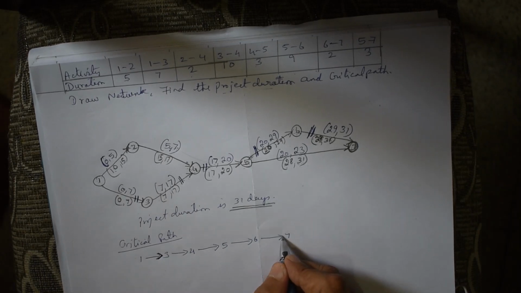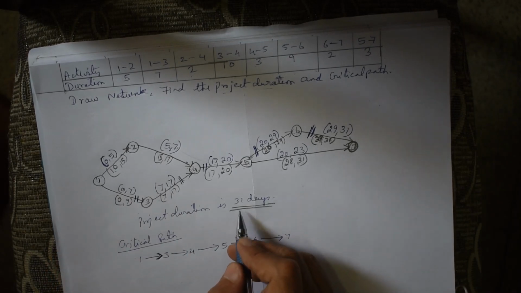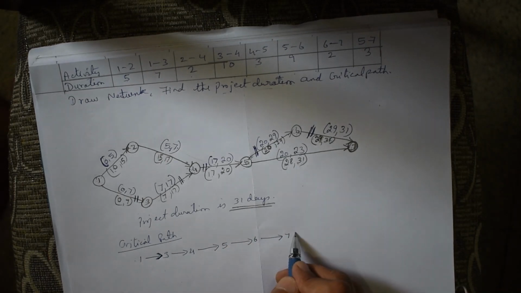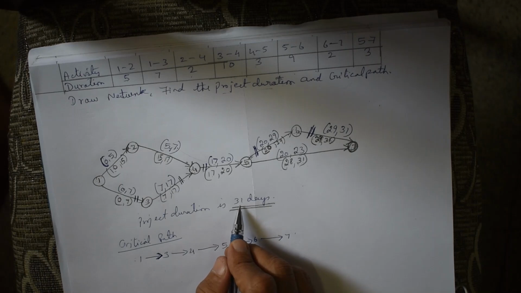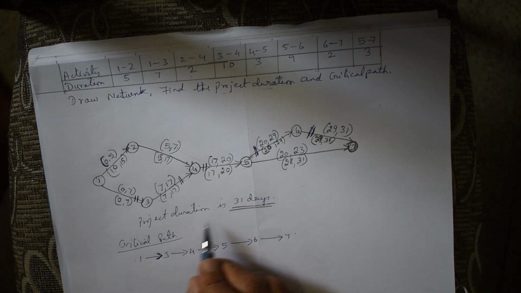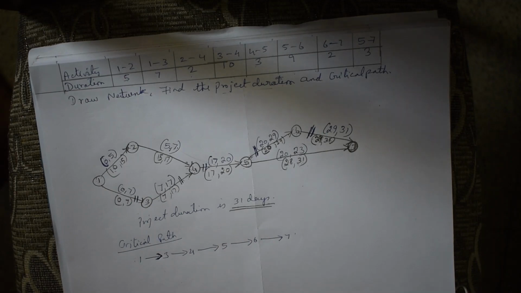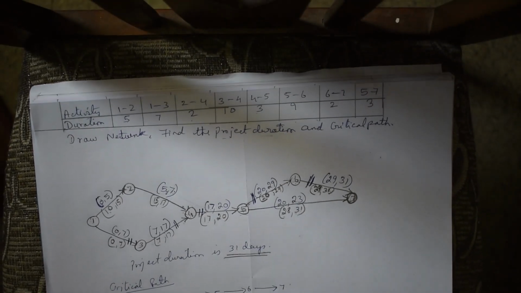This critical path will actually lead you to the end from 1 to 7, and the time or duration taken to complete this is the longest, hence we call it the critical path also.